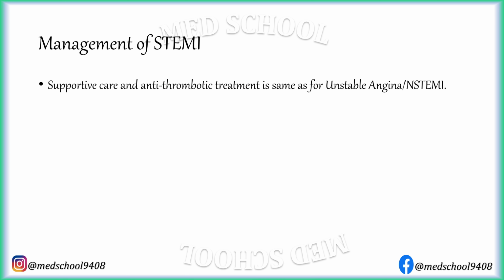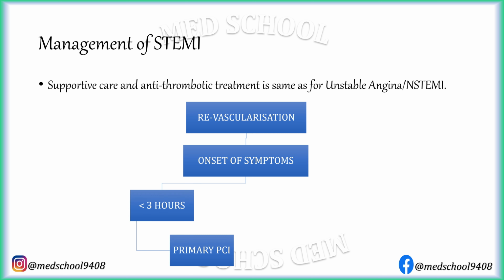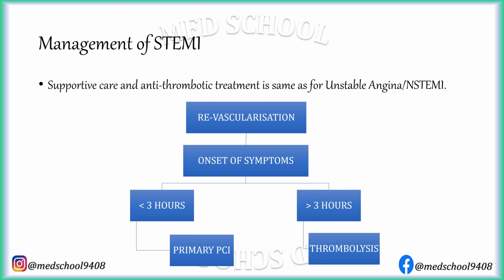Supportive care and antithrombotic treatment is same as for unstable angina or NSTEMI. Selection of method for revascularization of coronaries depends on onset of symptoms. If onset is less than 3 hours, then primary percutaneous intervention, that is coronary angiography and angioplasty, should be done as early as possible. If onset of symptom is more than 3 hours, then thrombolysis is done.